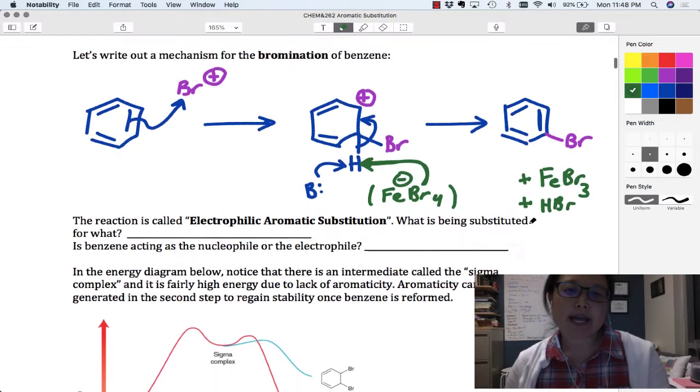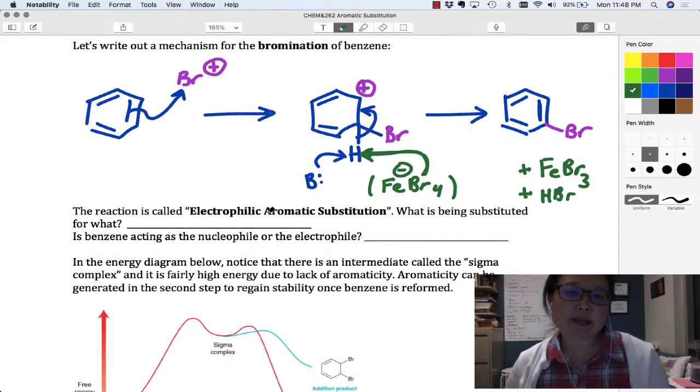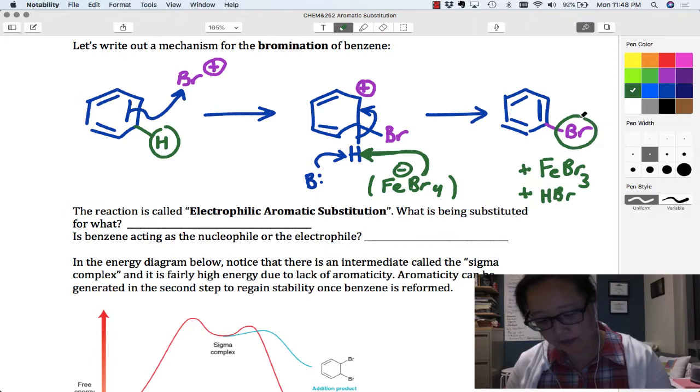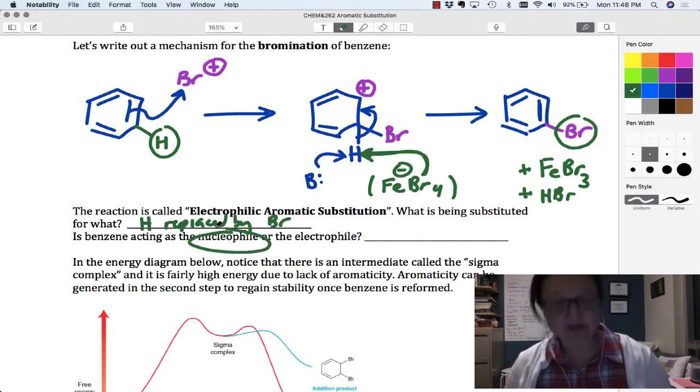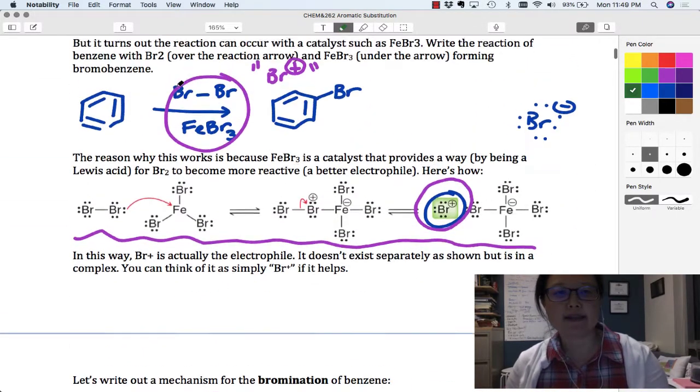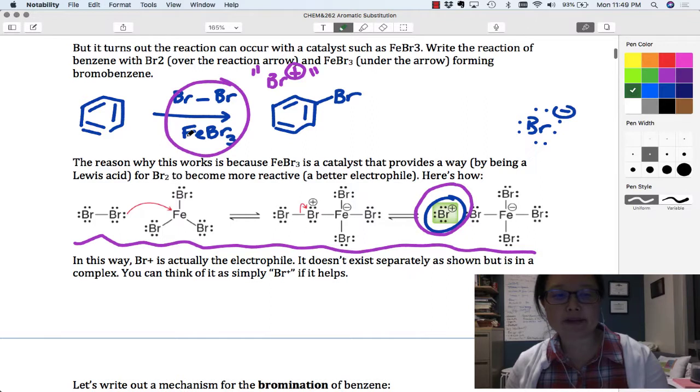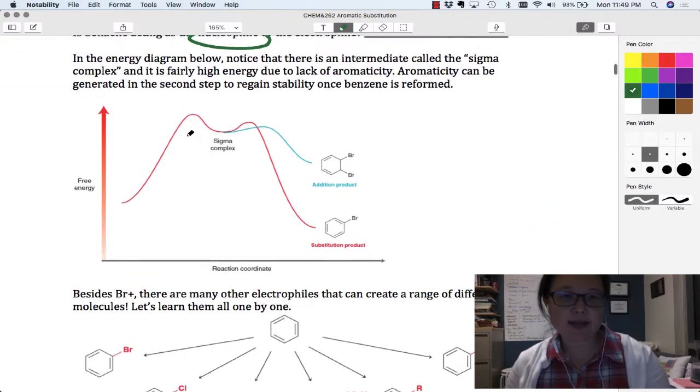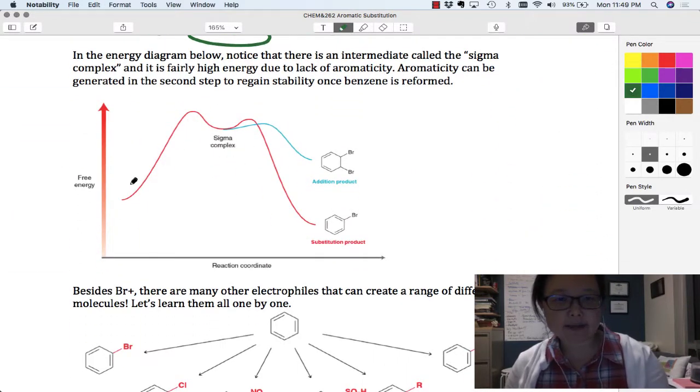Okay, so this reaction is called electrophilic aromatic substitution. We are substituting, there was an H right here, and we're replacing that H with a Br. So the benzene in this case is acting as our nucleophile, attacking the species that we are creating here, so our reagents.